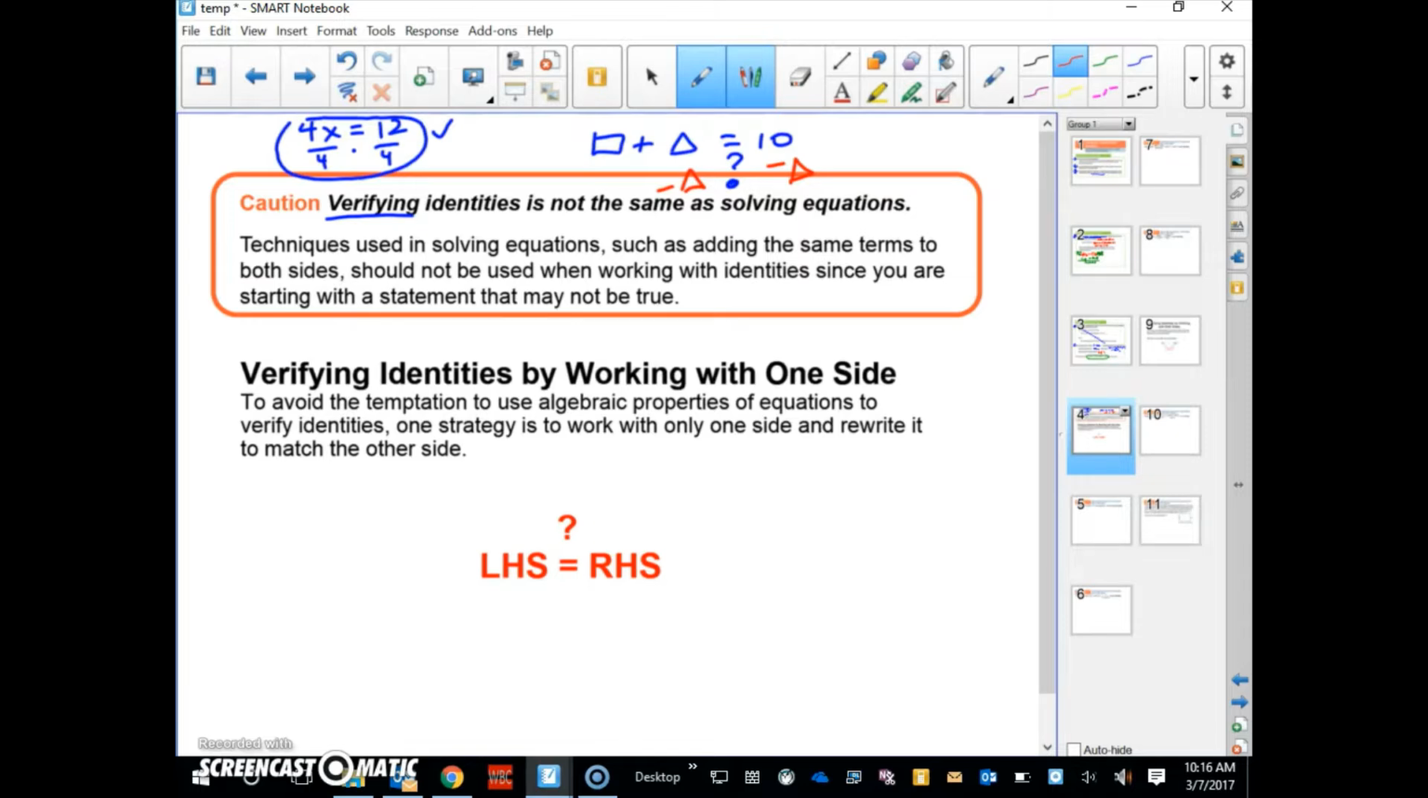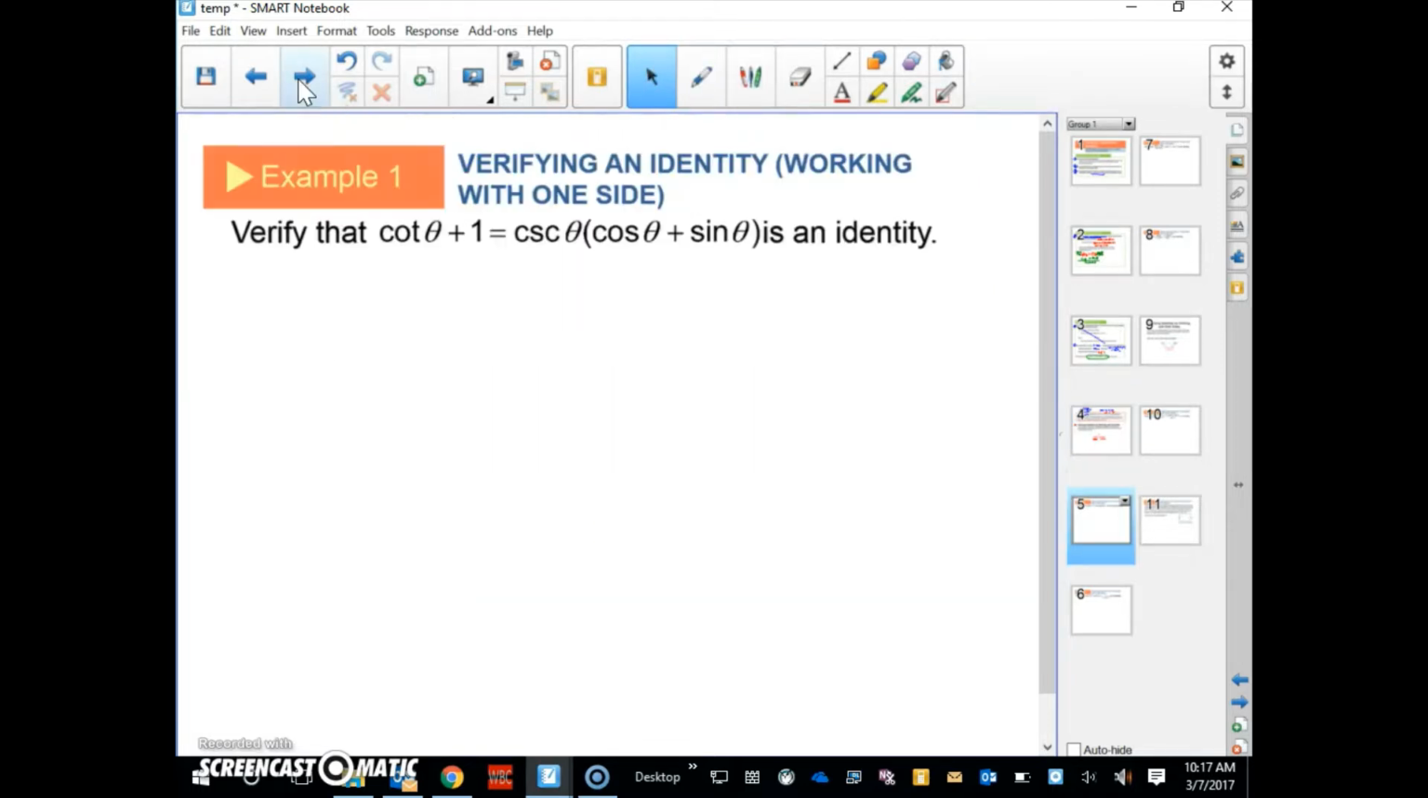And so it says a lot of the times we're going to verify identities by working on one side. What that means is you're going to pick whichever side you think looks more complicated and try and simplify it, try and clean it up, try and combine like terms, use an identity, use some algebra, and try and clean it up. But you're trying to make it look like the other side. Our main goal is to make sure that the left side of this equals the right side of this. Okay? And it doesn't matter if you work on one side or work on both sides. What matters is you prove that the left side equals the right side. So let's look at an example.